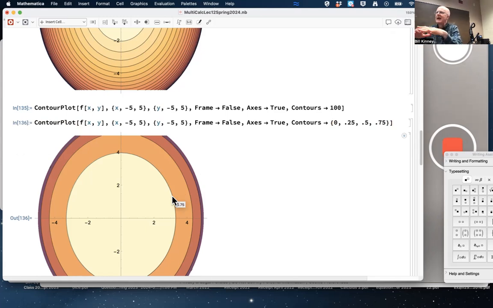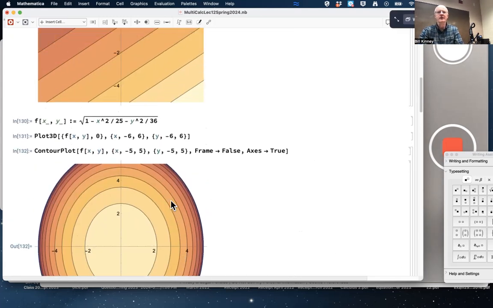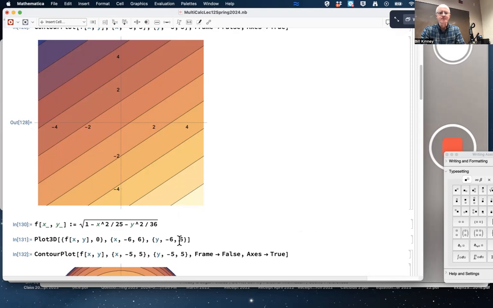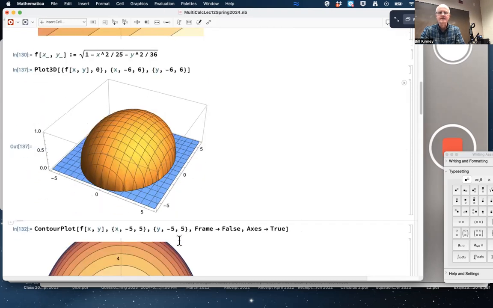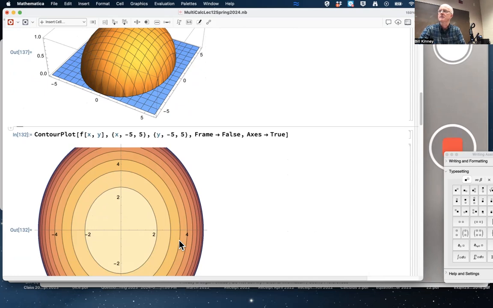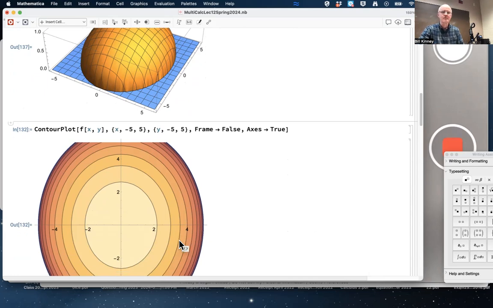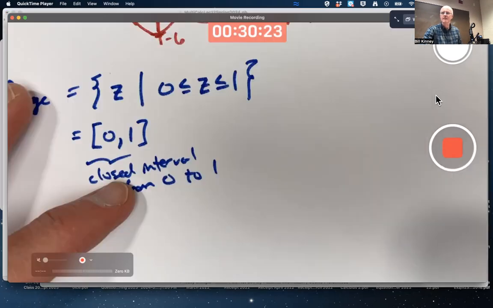But again, the way these are made is going back to the original 3D graph, this thing, and slicing it with horizontal slices, horizontal planes, and looking at the curve of intersection and effectively projecting that curve down into the XY plane. That's how we get these curves, which are all ellipses.